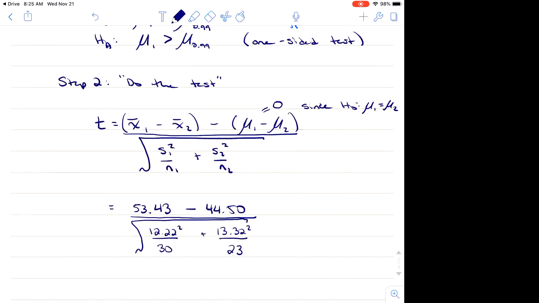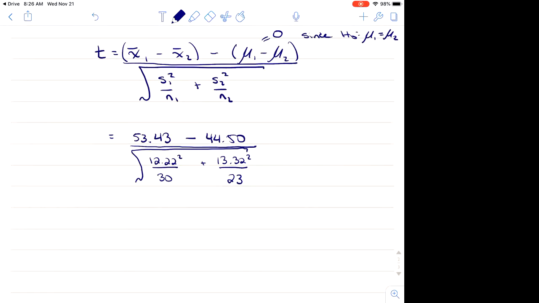If you don't know how to store values on your calculator, come see me after class and we can figure it out. I guarantee you your calculator can do it. It's just a matter of figuring it out, because you'll want to be able to store stuff. So 12.22 squared divided by 30. I'll store that in 1.